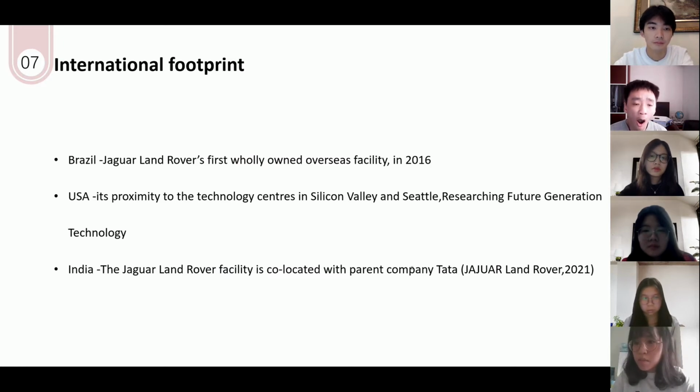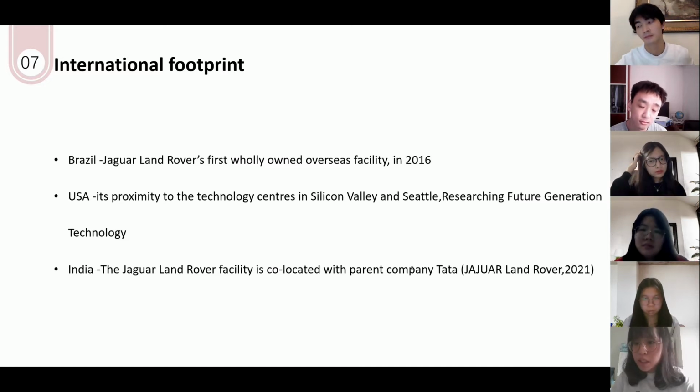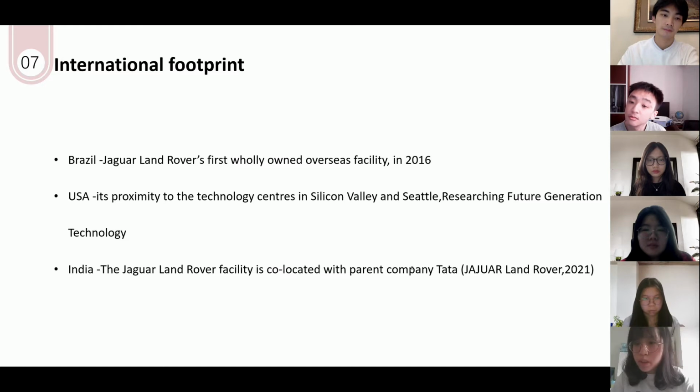Firstly, Brazil. This manufacturing facility benefits from many key sustainability features such as rainwater collection and the planting of more than 1,200 trees to help preserve and improve the natural habitat around the factory. Second, United States. The location was selected for its proximity to the technology centers in Silicon Valley and Seattle, enabling collaborative partnerships with world-leading IT businesses and creative and technical talent.